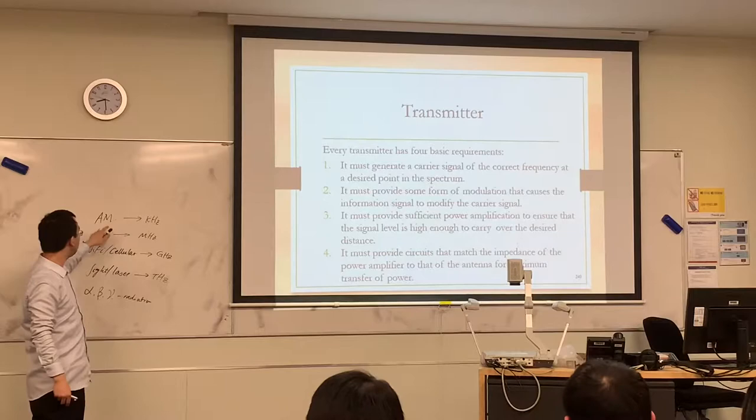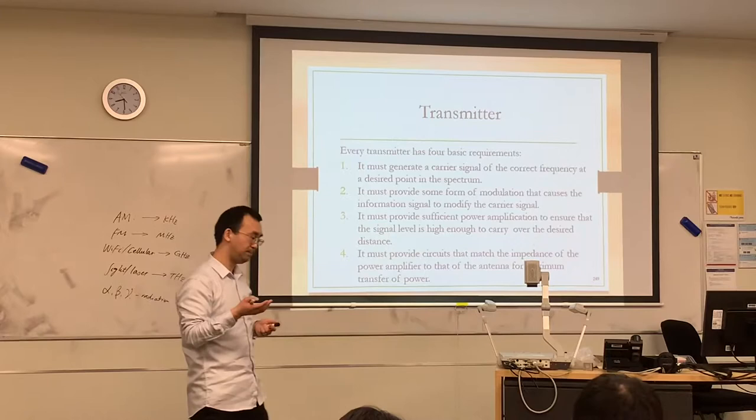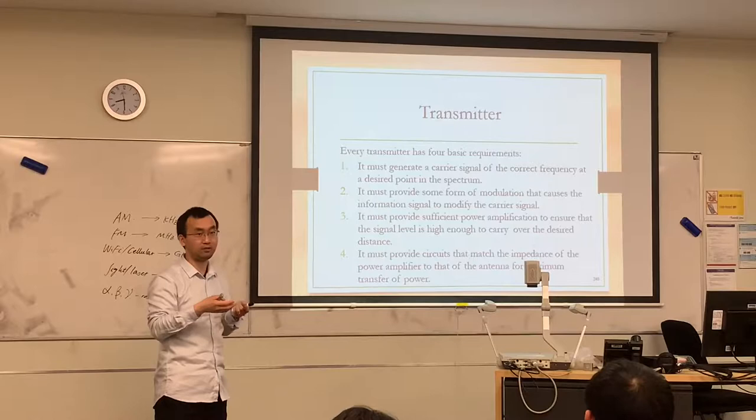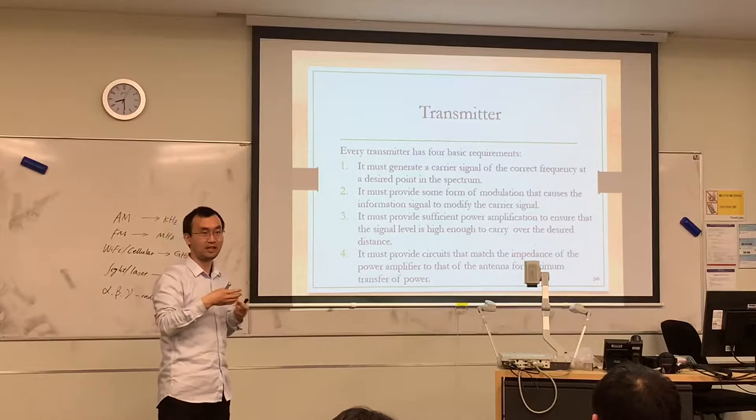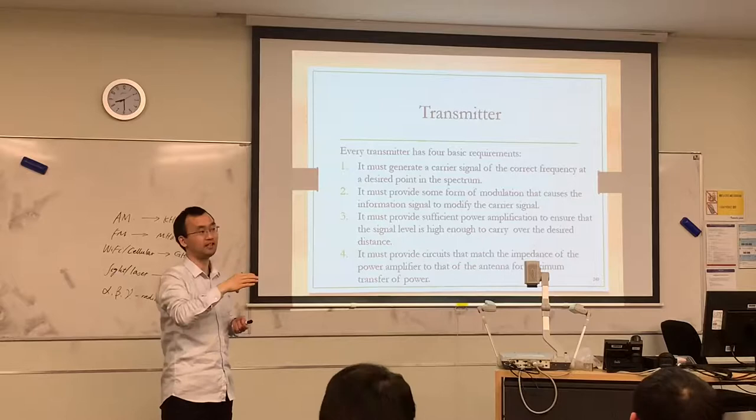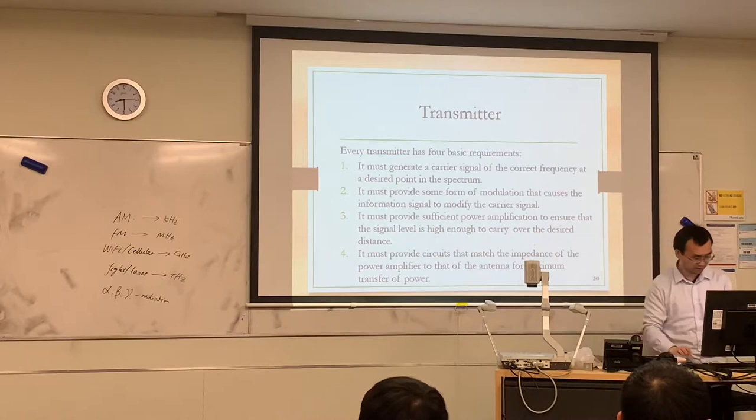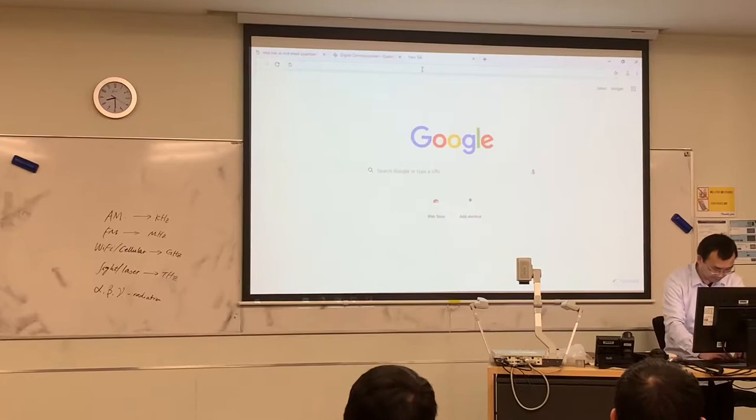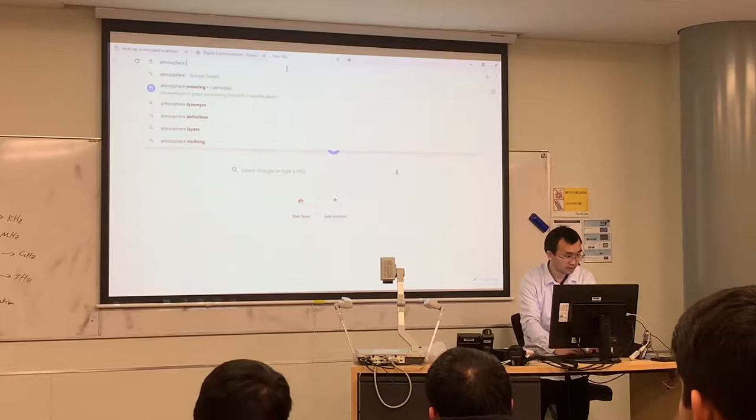Why they chose AM using kilohertz, FM for megahertz, is due to the attenuation happening in the atmosphere, right? In the atmosphere, you have water vapor, oxygen, and other types of gas. Then this atmosphere has different attenuation at different frequencies, right? So if you are interested, you can look at attenuation. You can look at this one, right?